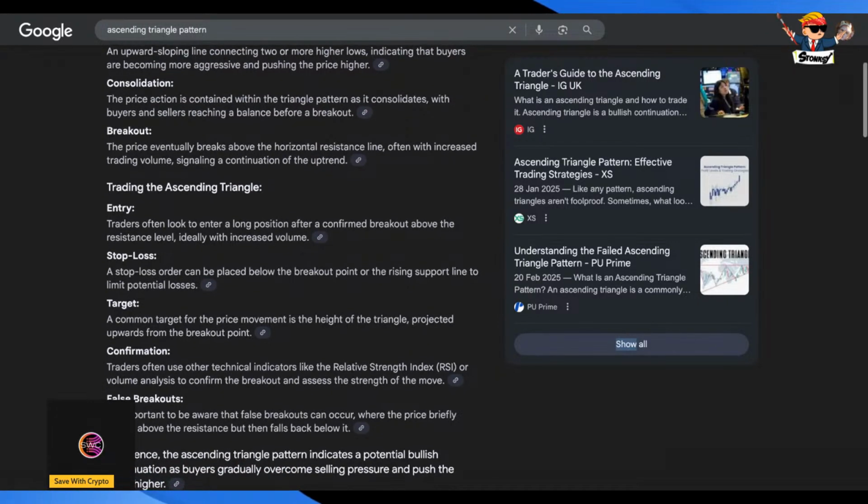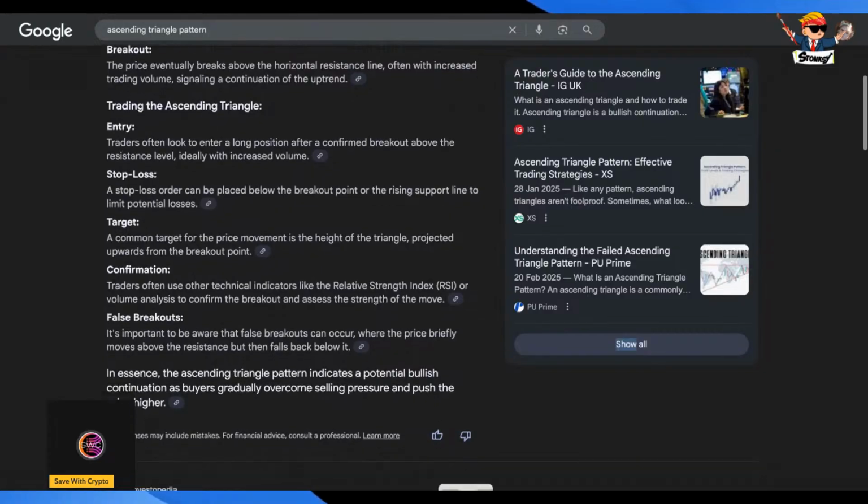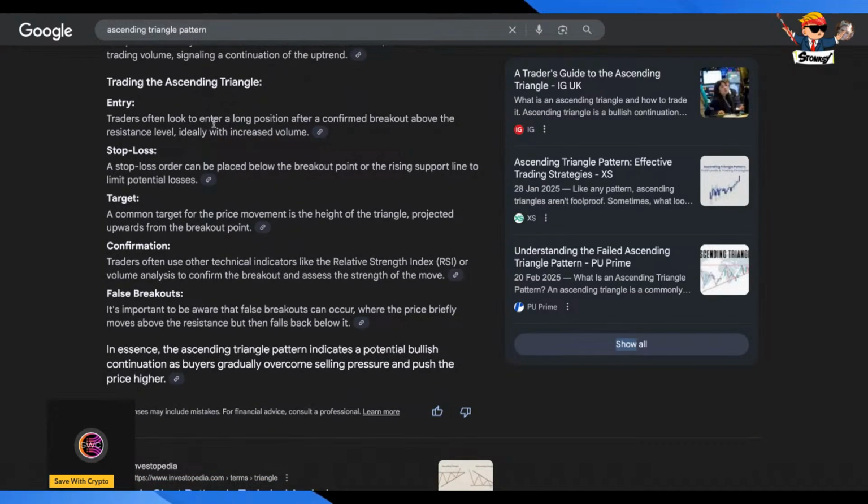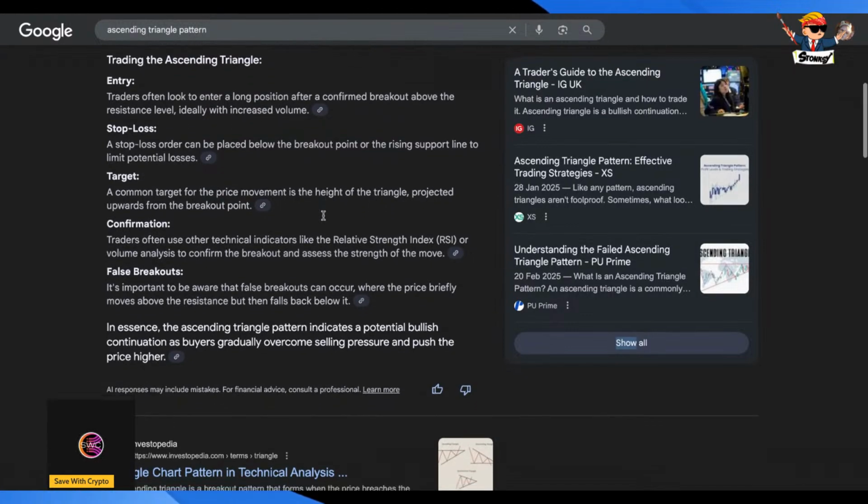And so how to trade it. So entry. Traders often look to enter a long position after a confirmed breakout above the resistance level, ideally with increased volume. So I guess we're looking at the price going up and then coming back to the horizontal line, and at that point that line, rather than being resistance, has become support.